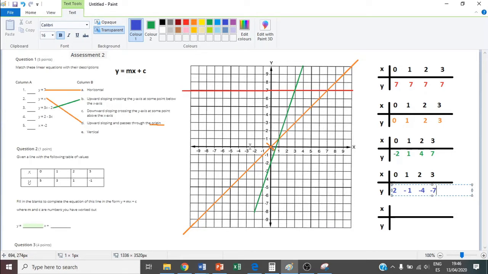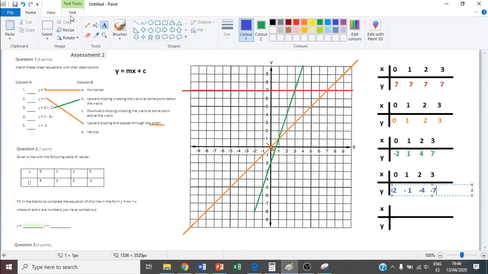Let me show you how I plot my points. So get my line ready. I'm going to plot the point 0, 2. That's this point here. I go across to 0 and then up to 2. That's here. And then I'm going to go across to 1, negative 1. That's this point here. Then I'm going to go across to 2, negative 4. So I'm going 1 across and 3 down to negative 4 there. And next point is 3, negative 7. So I go across 1 and down 3 at 3, negative 7.